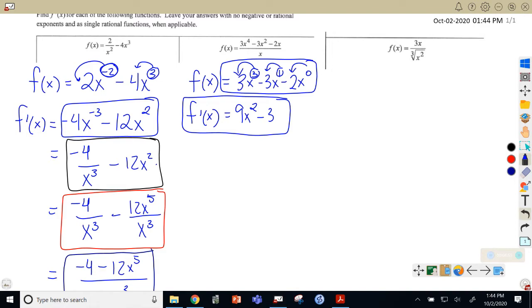Which brings us to the last one. Same first step, but even before we write it, we're going to get rid of the radical in the bottom. So we're going to have 3x over, instead of the cube root of x squared, x to the 2/3.